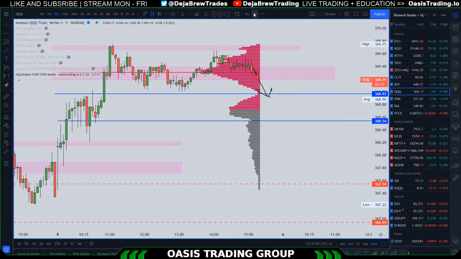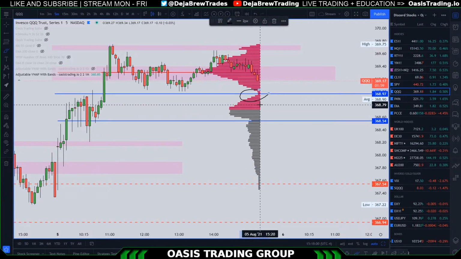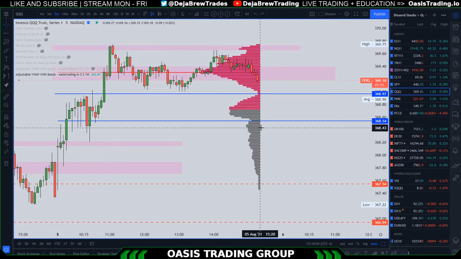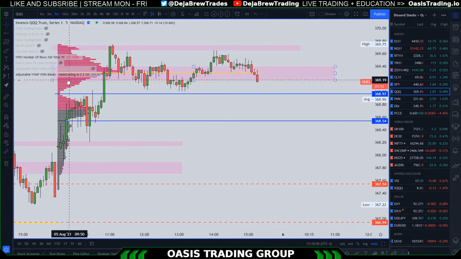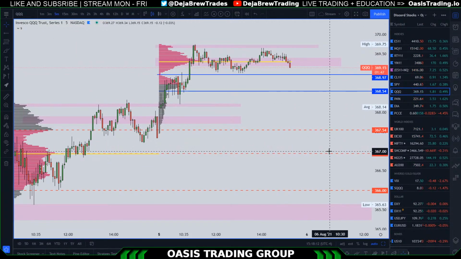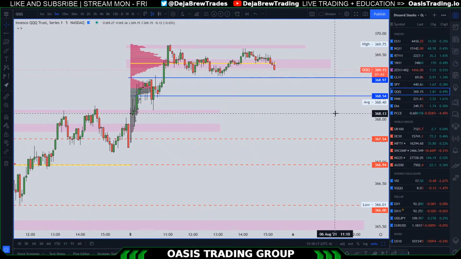Okay. As far as this goes, this is pretty much perfectly balanced. You have a little bit of an inefficiency, but pretty much perfectly balanced. This is not. This has to be filled in. And that looks like it's exactly what's happening right now. It's trying to fill in that node. So we could see a little bit of bearish price action here towards the close on Qs.